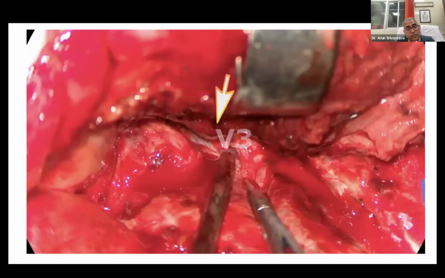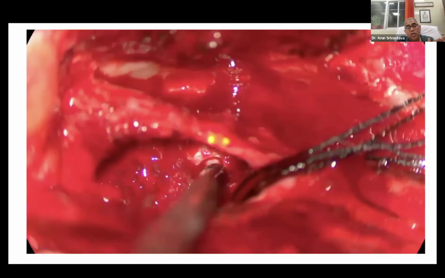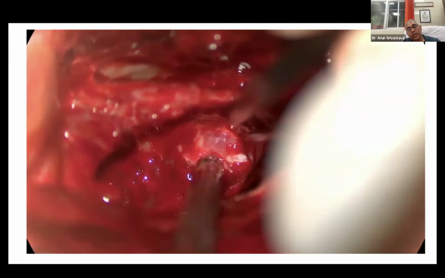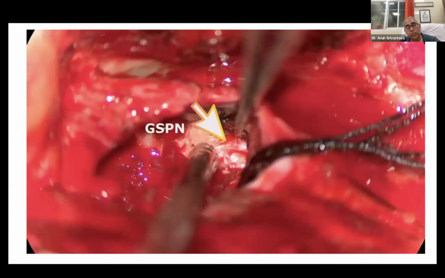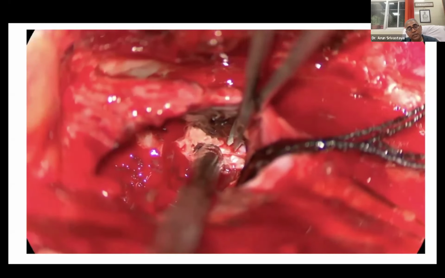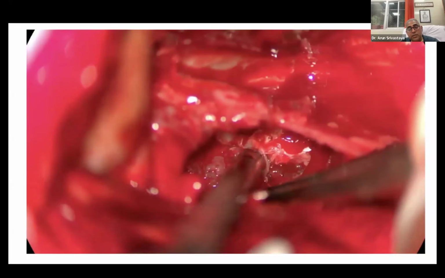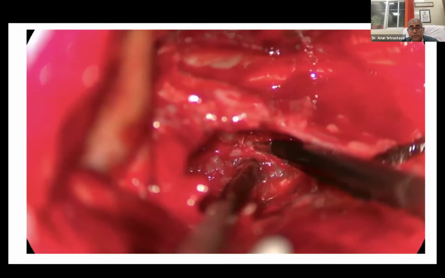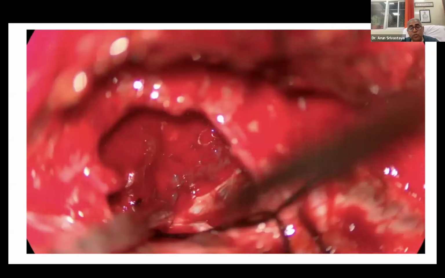So this is the mandibular. We are medial to the fifth nerve complex. I see this is the petrous ICA. You can see the petrous ICA. You can see the GSPN through the transcavernous corridor. See, this is the GSPN. This is the sixth nerve draping over the petrous ICA in the cavernous sinus, medial to the petrolingual ligament.